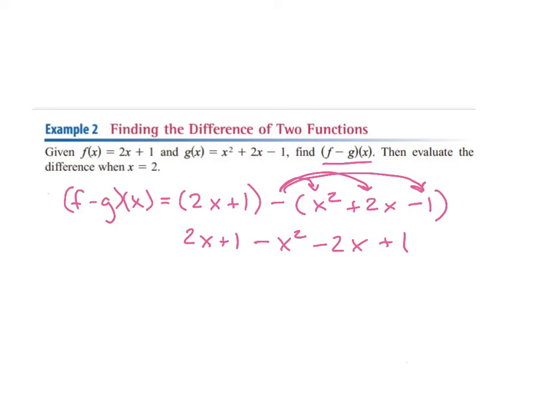Now we combine our like terms. So we have negative x squared. We have no other x squared, so that's all by itself. What do we have next? Negative 4x. Oh wait, no, nothing. Just plus 2. Right, so the 2x and the negative 2x cancel each other out. And then we have 1 plus 1, which is plus 2. Awesome.